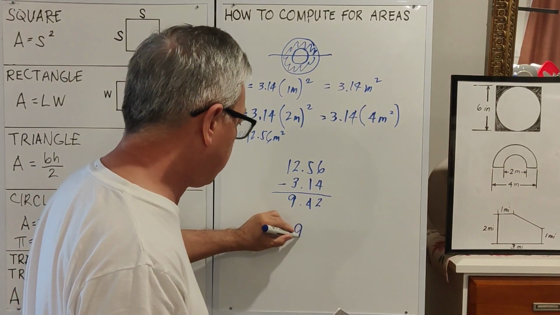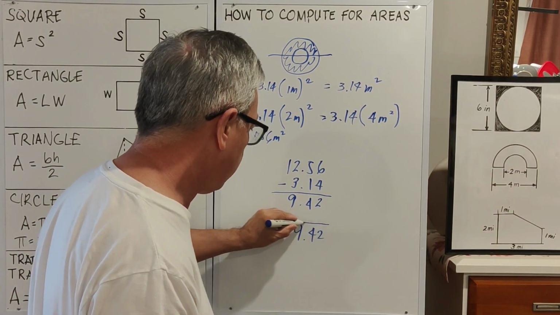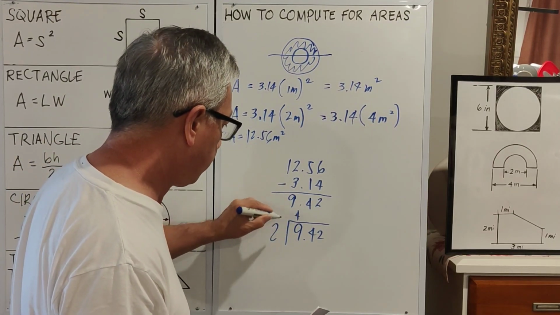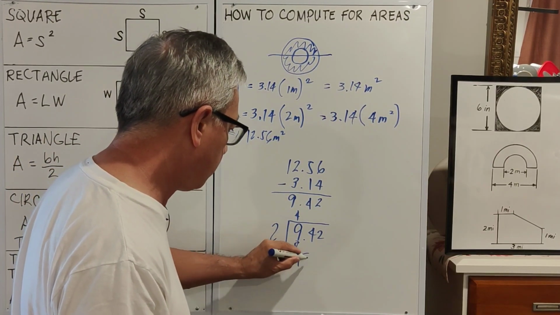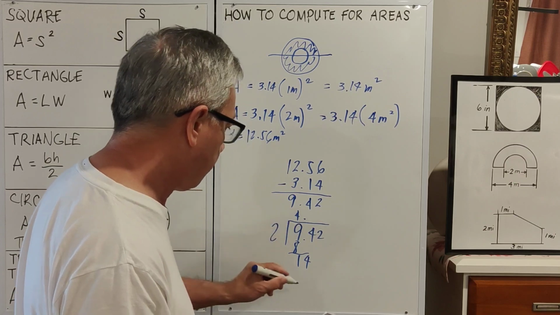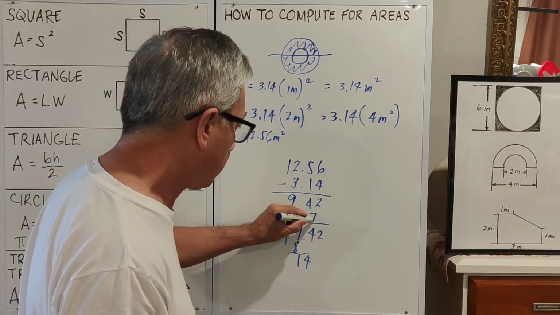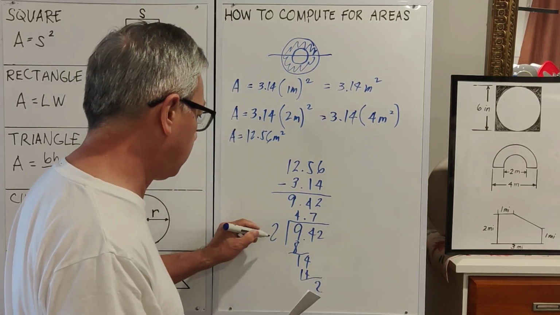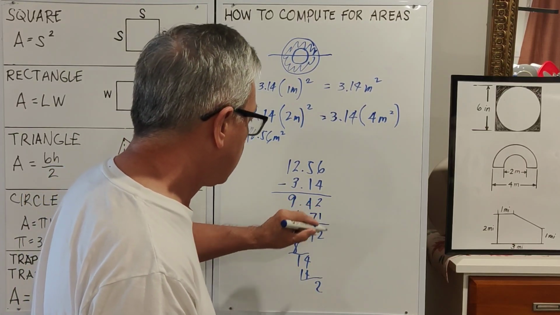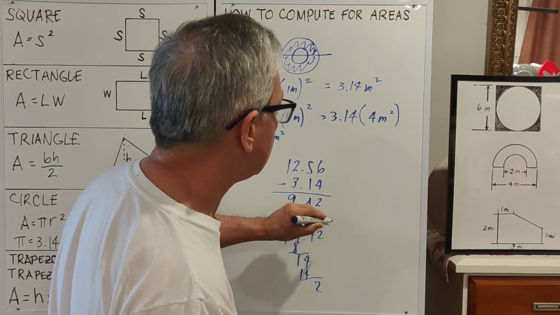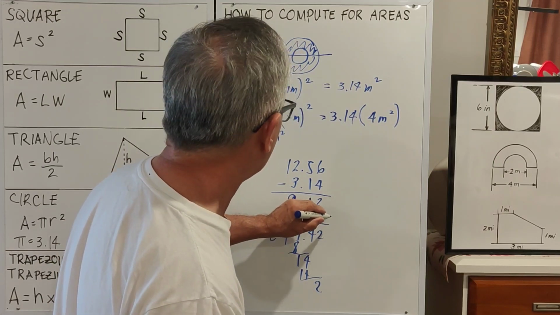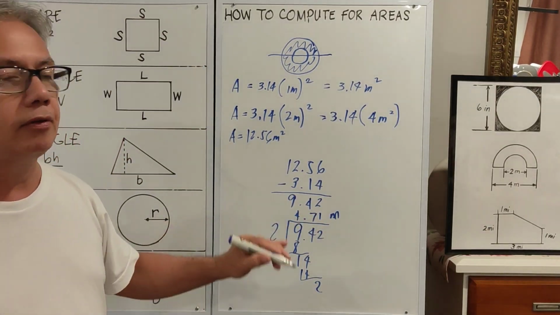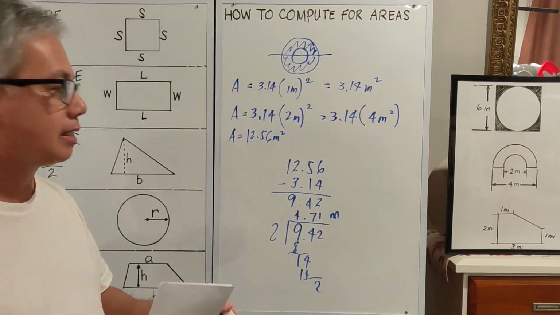So divide 9.42 by 2. 9 divided by 2 is 4. 4 times 2 is 8. Bring down 4. 14 divided by 2 is 7. 7 times 2 is 14. Bring down 2. 2 divided by 2 is 1. So this is the area of the half donut, 4.71 meters.